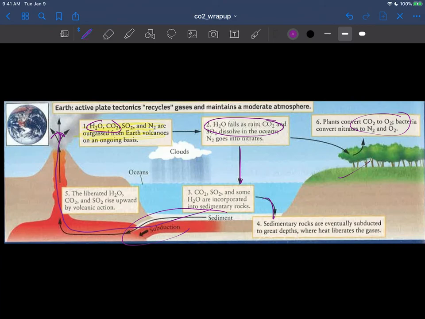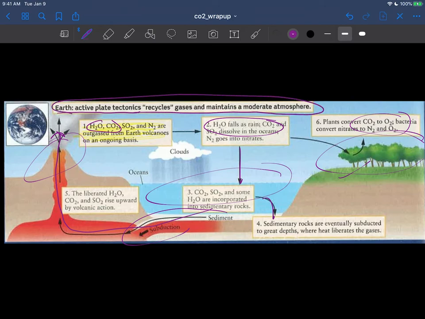So this is sort of the picture on Earth. You wouldn't think of it: a peaceful forest, a beautiful ocean, a violent volcano, all part of the carbon cycle. And so as we see here, the Earth's plate tectonics recycles gases and maintains the moderate atmosphere. So that's the way the Earth works. And again, we've used this term before when we were talking about the Earth, but we have this active geology, and that's part of what makes the Earth what it is, okay?